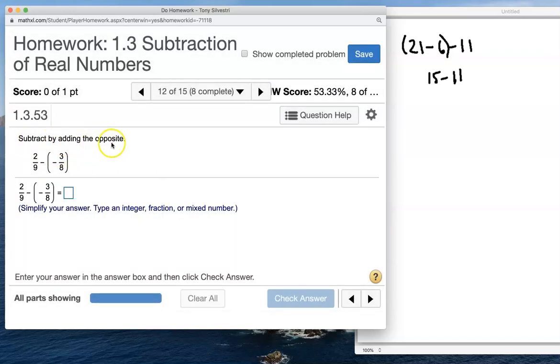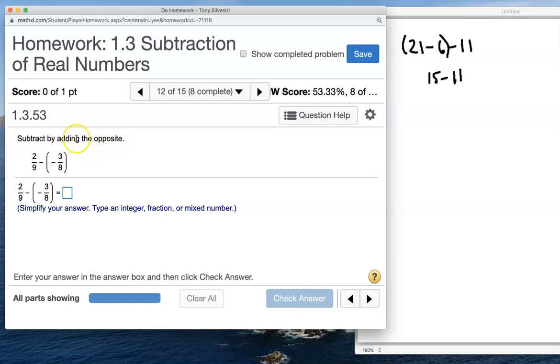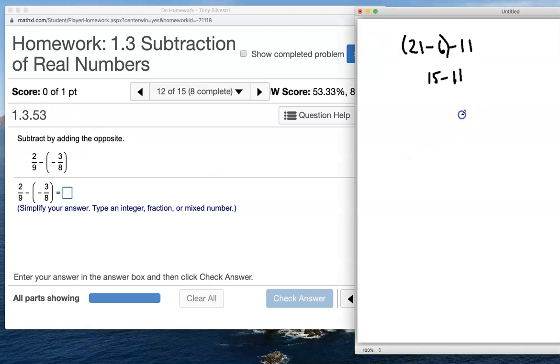Subtract by adding the opposite. Well, why did they add this to all the other problems? They're absolutely correct, but I just find it funny that they added this, add the opposite, on problem 12 as opposed to problem 1. But that's all right. Write the problem down. See, whether you have whole numbers or fractions, you do the same thing. Even in decimals, you do the same thing.